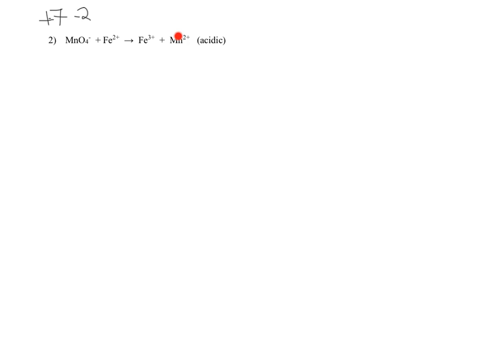When it's a plus 2, it's colorless. So what I did was I took some potassium permanganate, which is KMnO4. So that's K plus and MnO4 minus. So it had MnO4 minus, which was purple in color, and I used a reducing agent to reduce the manganese from a plus 7 to turn it into a plus 2. So it turned colorless, it looked like water.